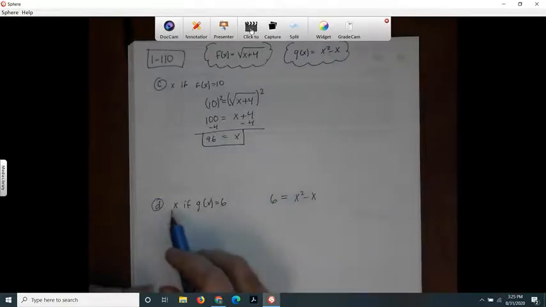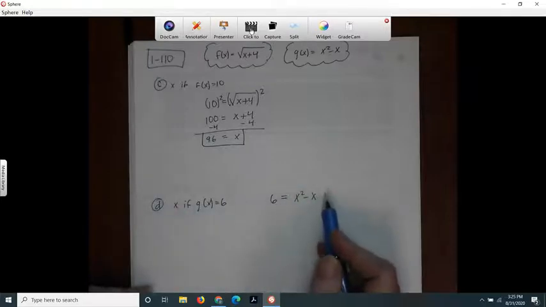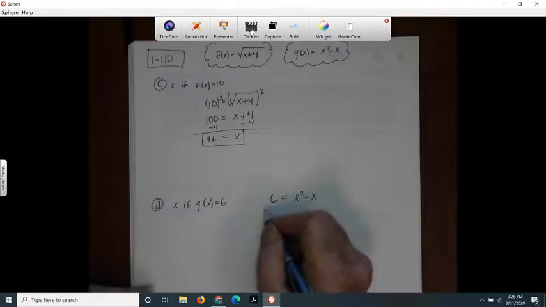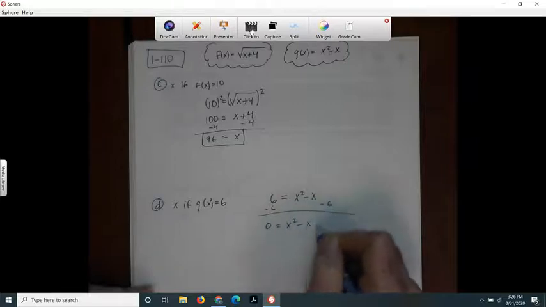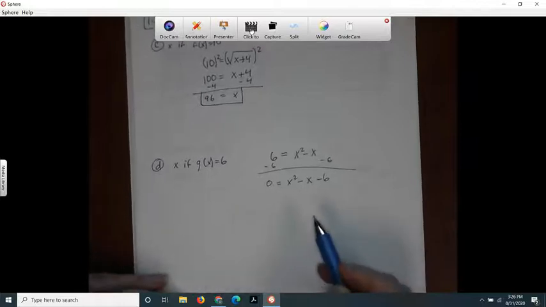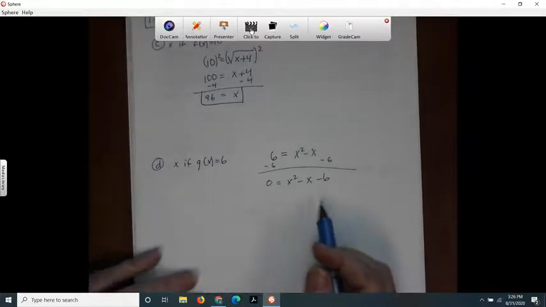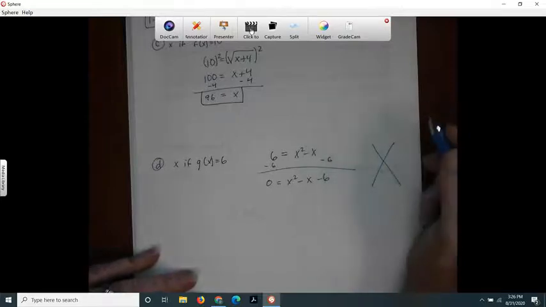So this looks like a quadratic to me, so I'm going to have to bring the 6 to the other side. So now I have a quadratic, and I know that I can solve quadratics by factoring. And if they don't factor, I can use the quadratic formula. But I like to use the diamond problem.